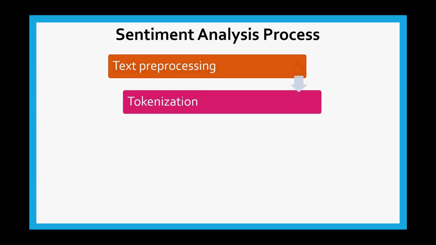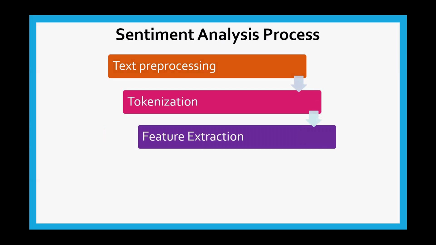The next step is tokenization. Here the text will be divided into individual words or tokens so that we can facilitate analysis. The third step is feature extraction. Relevant features like words, n-grams and parts of speech will be extracted from the text.